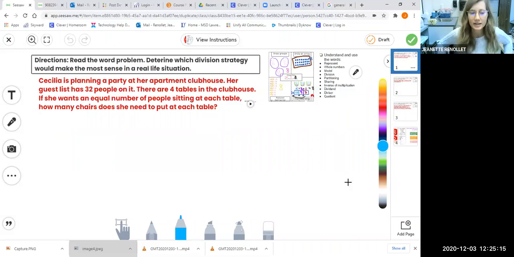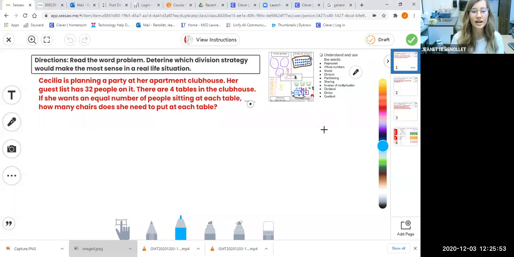Okay. On slide 1, we have a word problem with division, and we are going to read the problem, determine which division strategy would make the most sense, and then we're going to solve and answer the question. We're going to read the word problem, and then we're going to think about what strategy would make sense for this example.